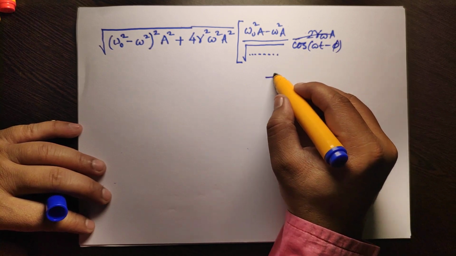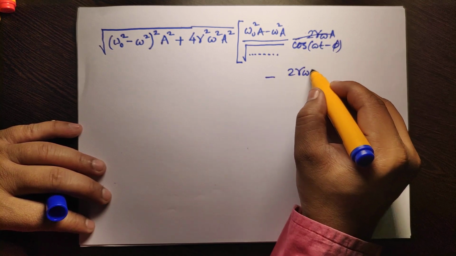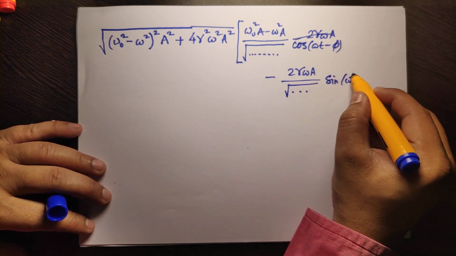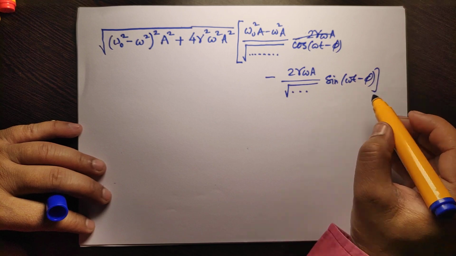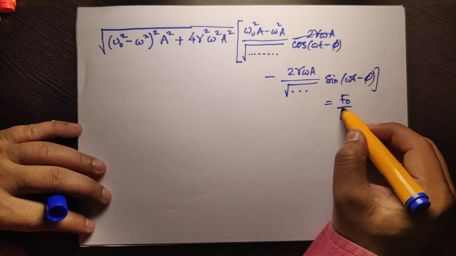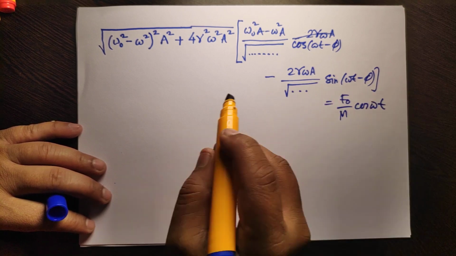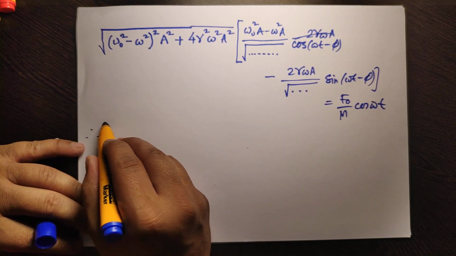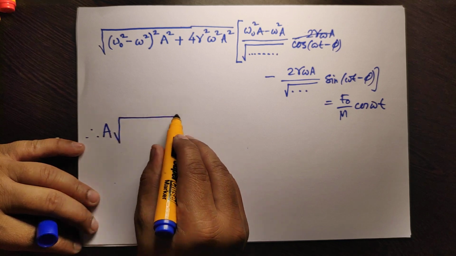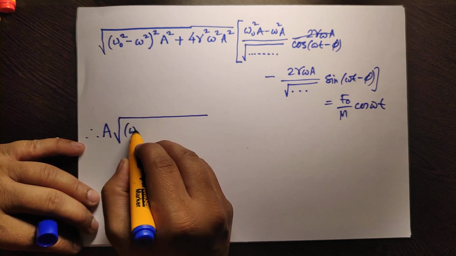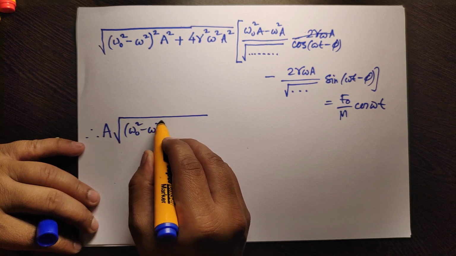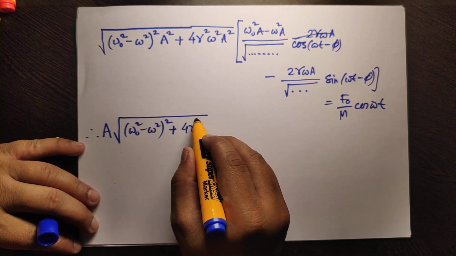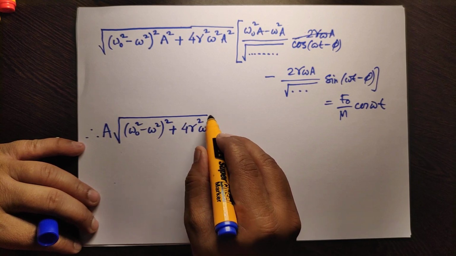and again minus 2 gamma omega A divided by again that square root, into sin(omega t minus phi). Okay, so this whole thing is F naught by m cos omega t, right? So there you can take A outside, right? Therefore A inside root omega naught square minus omega square whole square plus 4 gamma square omega square.